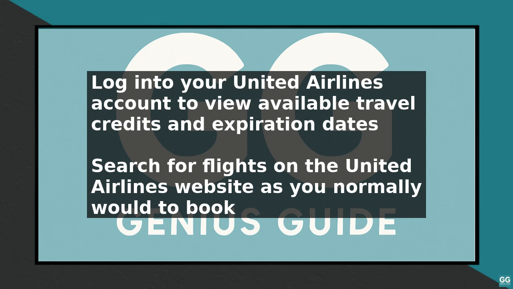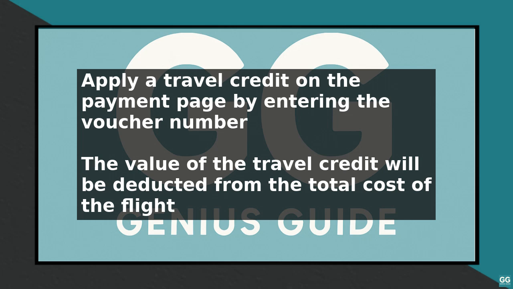When you find a flight you want to book, proceed to the payment page. On the payment page, you will see an option to apply a travel credit. Click on this option and enter the travel credit voucher number. The value of the travel credit will be deducted from the total cost of your flight. If the travel credit covers the full cost of the flight, you will not need to pay anything.